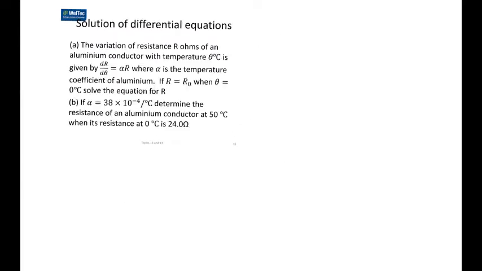An example now, a practical, real life example, where you're given that dr by d theta is equal to alpha r, and alpha is the temperature coefficient of this particular case. It's of aluminium because it's an aluminium conductor. Okay, let's rearrange that so that we've got d theta is equal to dr divided by alpha r.